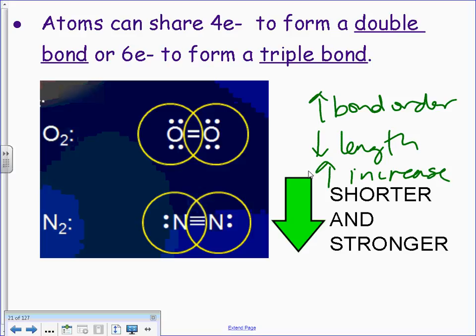And then, 2 really good options that you are going to be more familiar with are oxygen, which is a double bond, and nitrogen diatomic, which is a triple bond. So the double bond has an internuclear area with 4 valence electrons, and the triple bond has an internuclear area with 6 valence electrons.